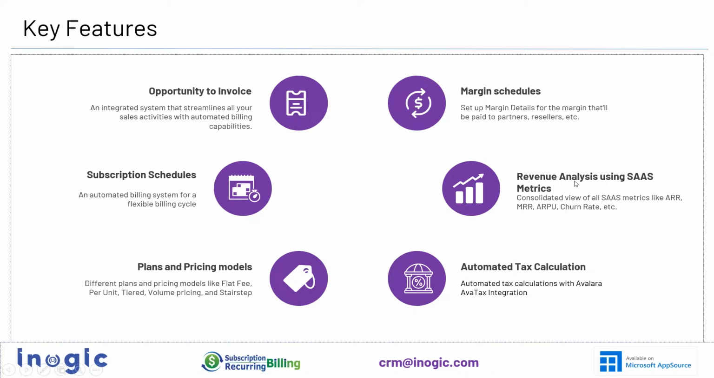We also have a lot of revenue analysis using the SaaS metrics. Now, we have a consolidated view of metrics like the annual recurring revenue, the monthly recurring revenue, average revenue per user, the churn rate, and so on. These metrics are extremely important for the top management of the organization to get a real, holistic view of the business, and not just getting a view, but also based on these numbers, the top management can take course correction decisions, and that's where the metrics are extremely important.